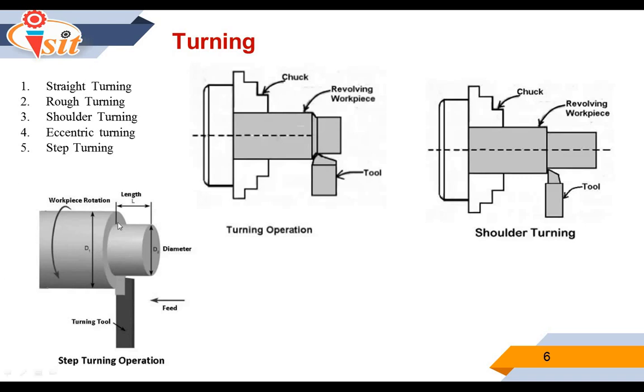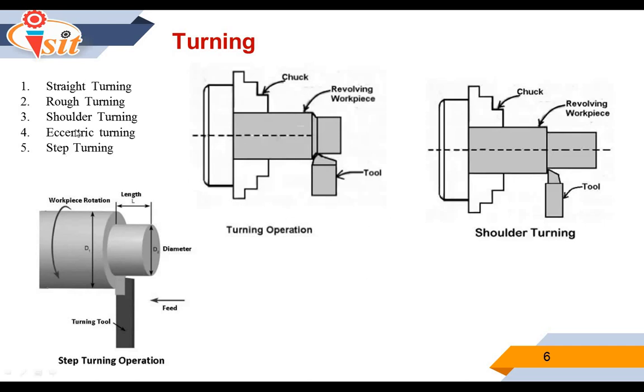In straight turning, the workpiece is held on the chuck and made to rotate about its axis, and the tool is fed parallel to the lathe axis. So straight turning produces the cylindrical surface by removing excess metal from the workpiece.